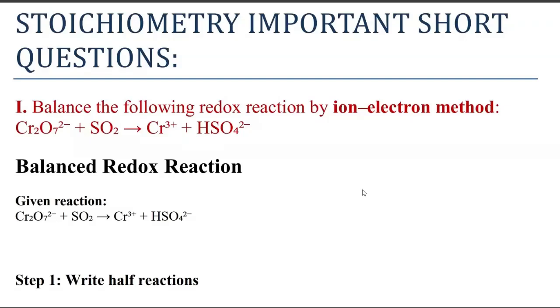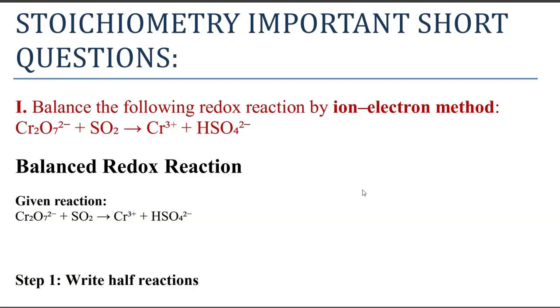This first question is given as: balance the following redox reaction by ion electron method. This is the given reaction. We have to balance the redox reaction. This type of question is usually considered a high scoring question. It tests your concept clarity and also checks whether you know oxidation and reduction, and even if the final equation is wrong, you can still get marks if you write the correct steps. So never skip the question in exams.